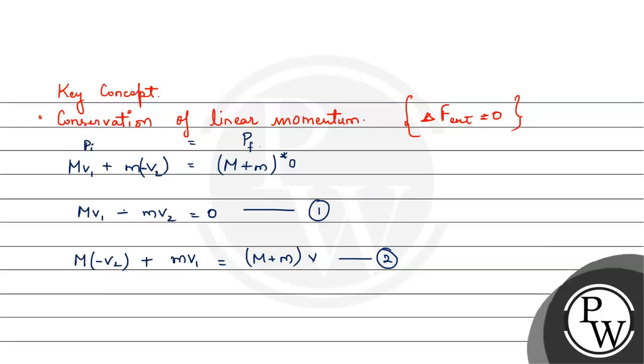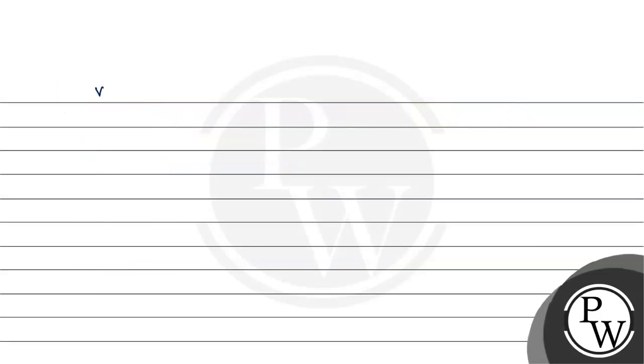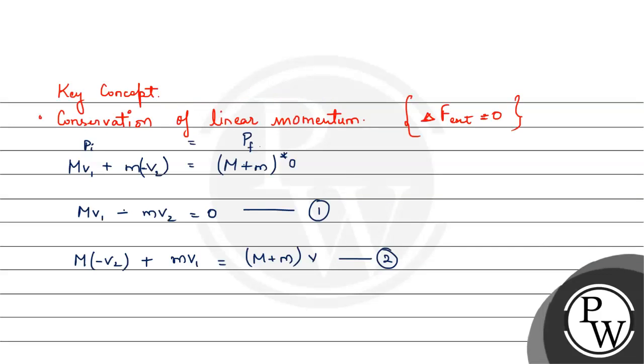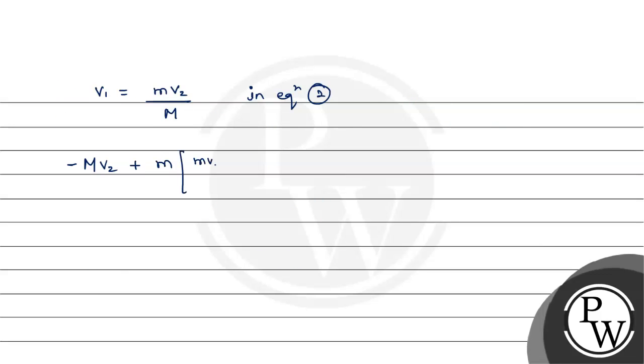Proceeding to the next part of the solution, from equation 1 we find the value of v1. So v1 will be equal to small m v2 over capital M. Putting this in equation 2, what do we get? It will be equal to minus M v2 plus small m into m v2 over capital M, equal to capital M plus small m times v. From here we can find the value of v2.